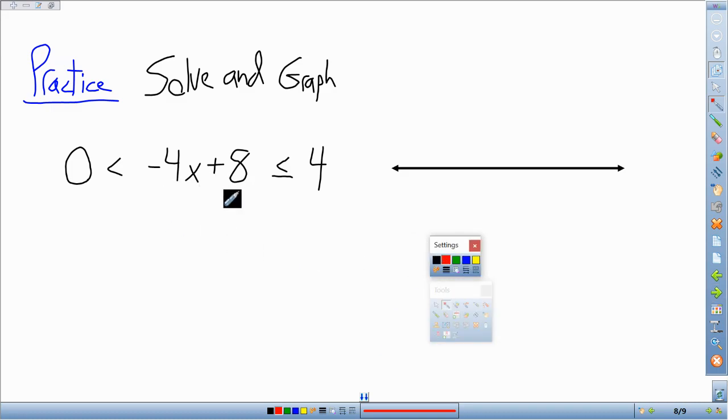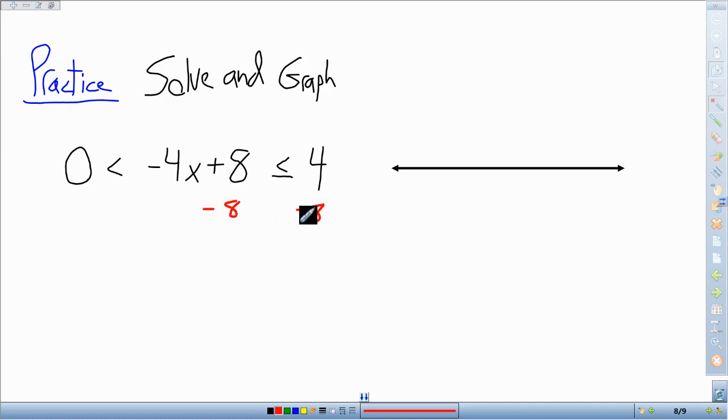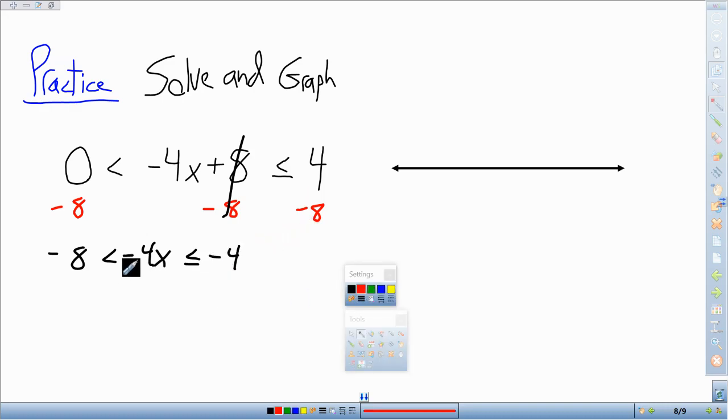Okay, so yeah, a couple things to get rid of. First, starting with that positive 8, subtracting 8 from both sides of both inequalities. We have a negative 8, no reason to flip yet. 8s are gone. We have a negative 4x in the center. Again, no reason to flip. And it looks like we have, what, a negative 4? Okay, now we can get rid of this negative 4 that's being multiplied by x by dividing by negative 4, both sides of both inequalities.